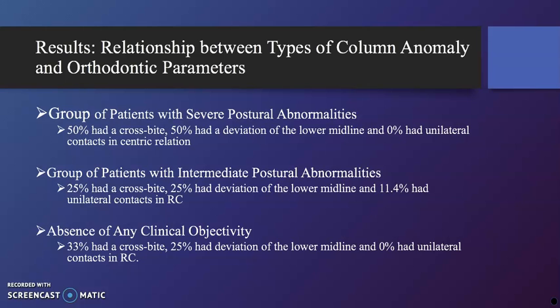And for the results examining the relationship between types of column abnormalities and orthodontic conditions, they divided them into the same groups of patients with severe, intermediate, and absence of objectivity. In order to examine the results more analytically, that's how they divided them as well. For each group, the frequency of the orthodontic parameters was taken into consideration, but with, again, the absence of any clinical objectivity serving as a control or normal group.